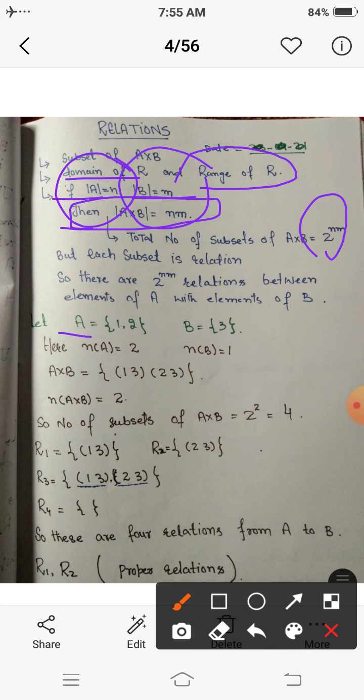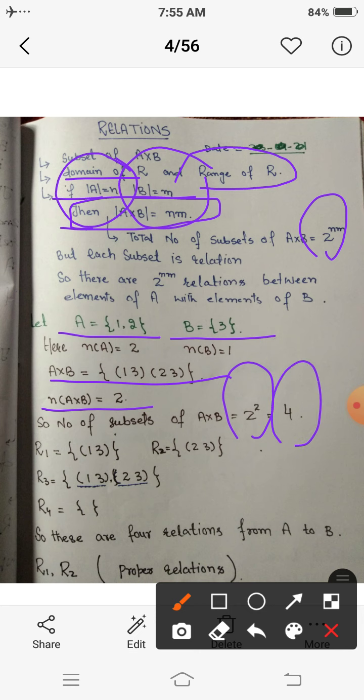Like if we consider A equals {1, 2}, B equals {3}, so A cross B is {(1, 3), (2, 3)}. The number of elements in A cross B is 2, so the number of subsets of A cross B is 2 raised to power 2, because it is 2 raised to power the number of elements, which is 4. So there are 4 relations from A to B.